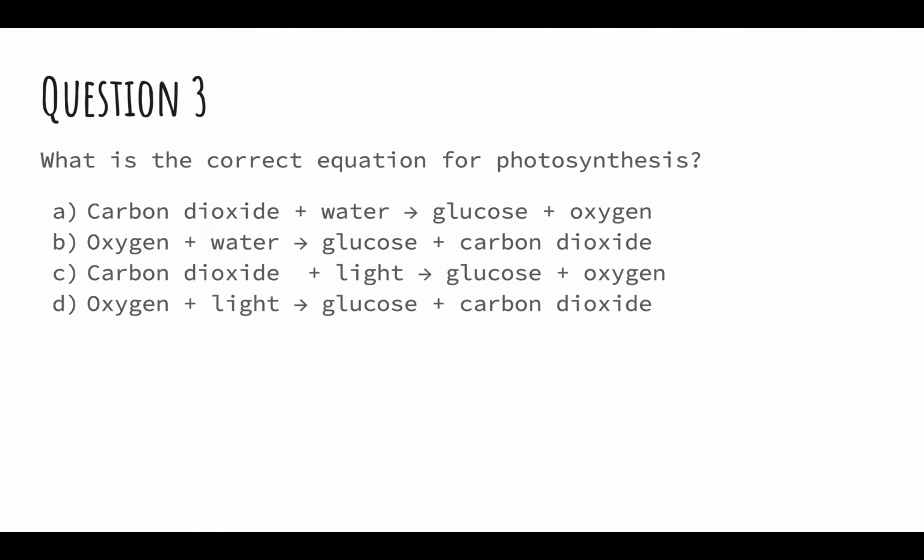And question 3. What is the correct word equation for photosynthesis? So we've got carbon dioxide plus water goes to glucose plus oxygen. Oxygen plus water goes to glucose plus carbon dioxide. Carbon dioxide plus light goes to glucose plus oxygen. And finally, oxygen plus light goes to glucose plus carbon dioxide.